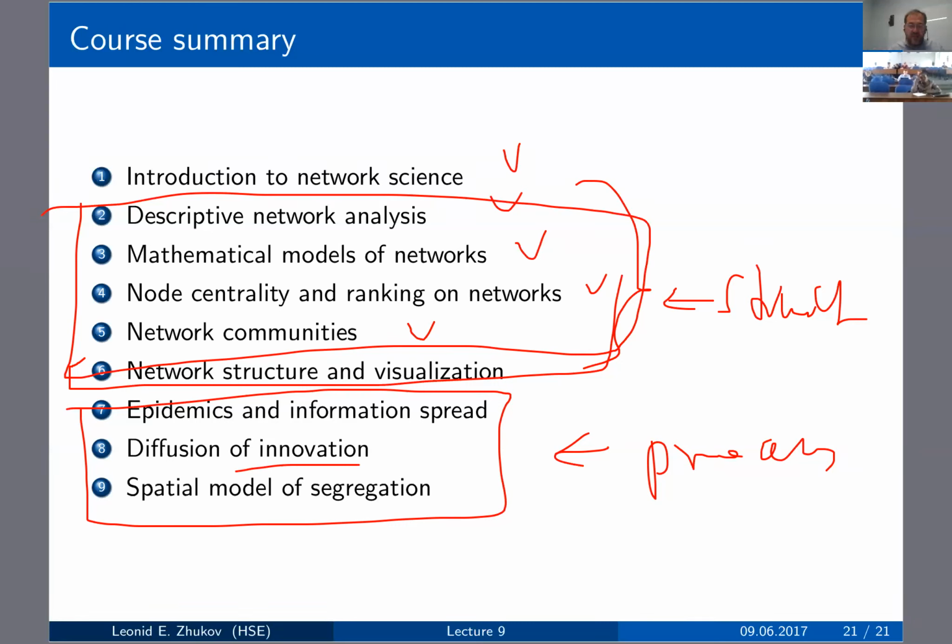And finally, today we talked about the spatial model of segregation, where again on the agent-based level, we realized that certain microscopic properties and actions can give rise to very interesting macroscopic behavior of the entire system. So this goes from microscopic to macroscopic. That concludes the course, and you will have one more lab seminar today, and then you'll have a final.